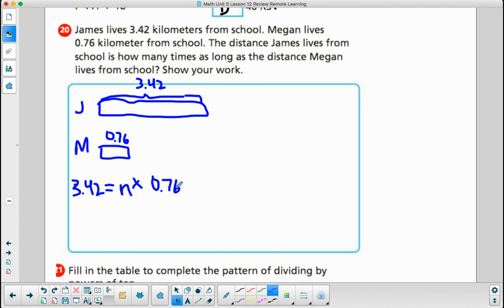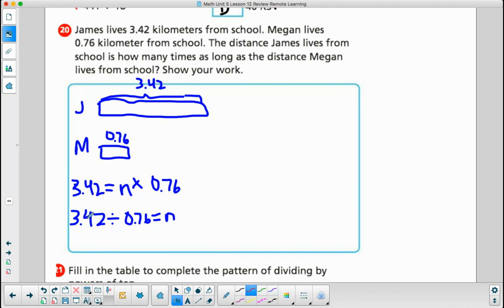I don't know how to solve this, so I'm going to use the fact family that product divided by factor equals the other factor. 3 and 42 hundredths divided by 76 hundredths equals how many times?